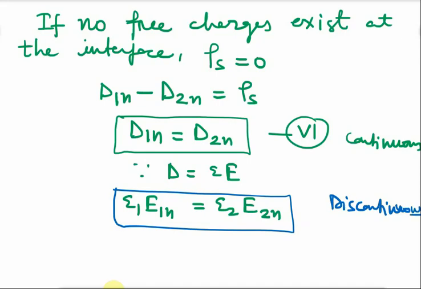Why are we saying discontinuous? Because these are not equal. If the normal component is equal, it is continuous; if it depends on epsilon 1 and epsilon 2, then it is discontinuous. So the normal component of electric field intensity at the boundary separating the two dielectric mediums is discontinuous at the boundary. All the equations which we have derived are collectively called the boundary conditions.